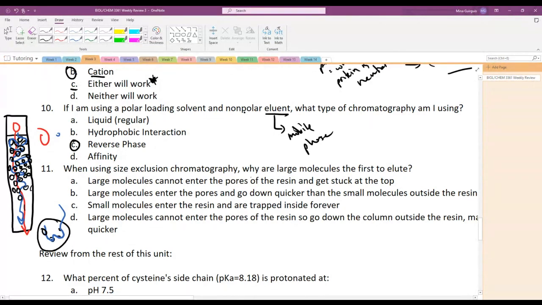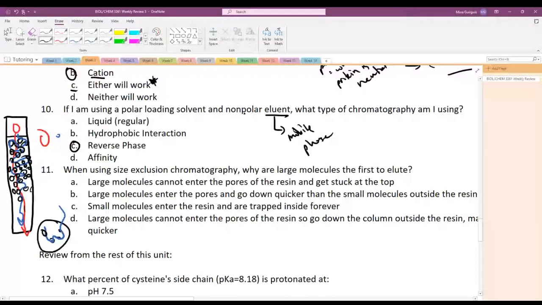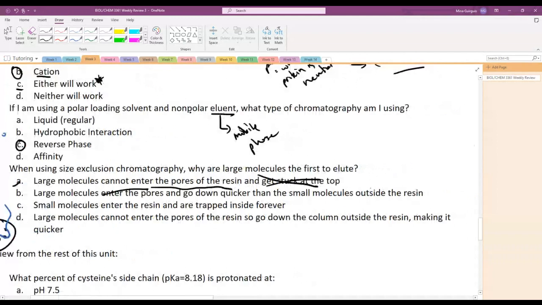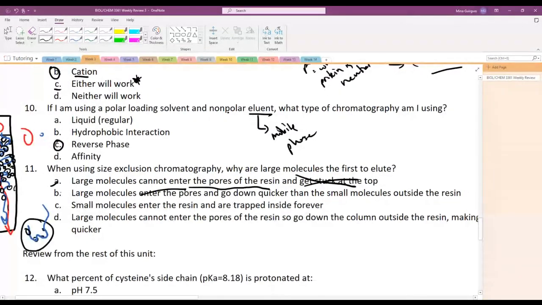So large molecules cannot enter the pores. That's true. Okay. And it gets stuck at the top. That's the part that's false. So A is wrong. I apologize, okay, there's my mouse. Okay. Large molecules, we know that's not true, and they go down quicker than the small molecules outside the resin. So this is pretty much completely backwards, and it's also wrong.